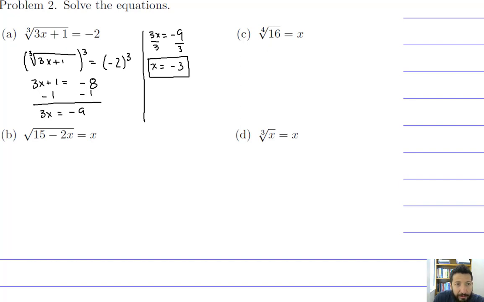Now, I do want to verify. Whenever I plug in -3, I get 3 times -3, which is -9, plus 1 is -8, and the cubic root of -8 we computed before, which was -2, so it works out.